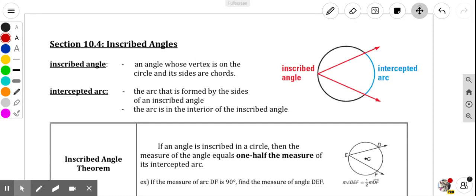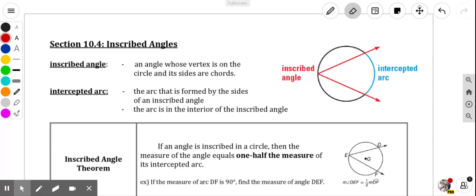An inscribed angle is an angle whose vertex is on the circle and also its sides are chords. As you can see in this picture, the inscribed angle is this red angle. Its vertex is on the circle. Its sides are chords. In this particular example, the sides are rays, so this part is a chord. So part of the sides are chords.